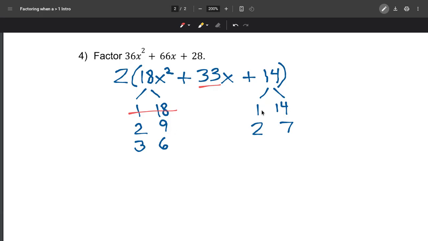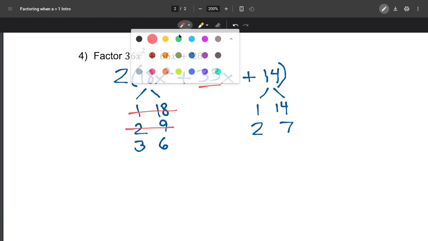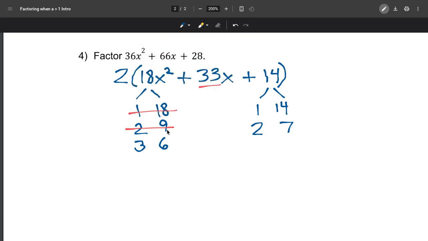Okay. 9 times 1 is 9. 2 times 14 is 28. 28 plus 9 is over. 9 times 14 is over. 9 times 7 is over. 9 times 2 is 18. Plus 14 is 32. So 2 and 9 don't work. Okay. So now we've got to use 3 and 6 and one of these to get 33.